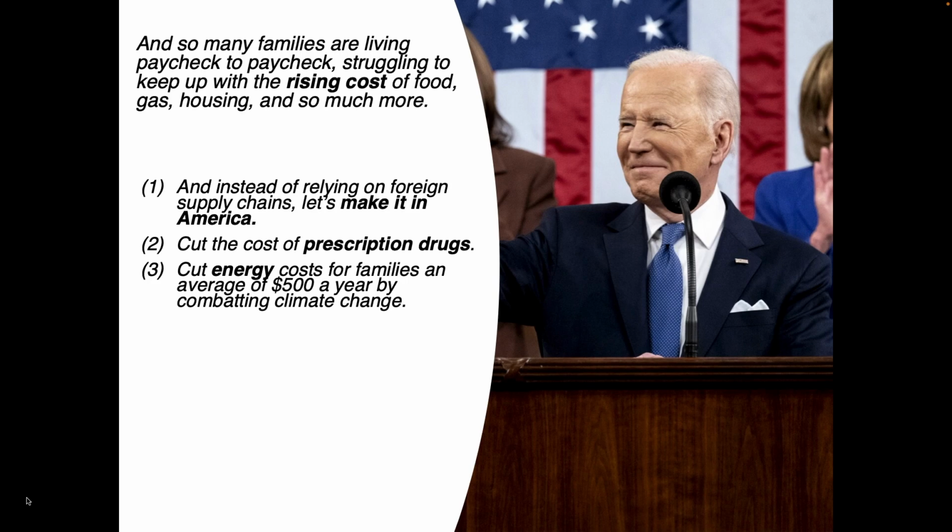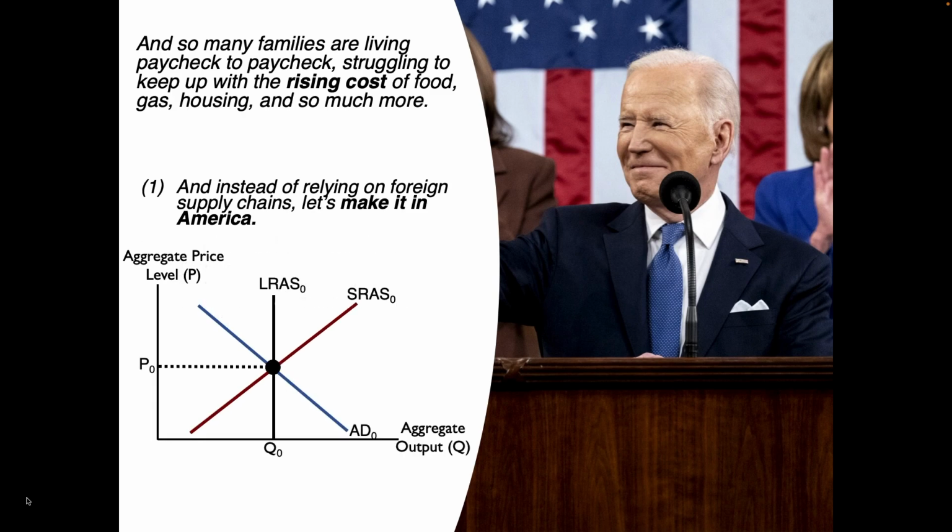Now, in all of this, we are going to assume that the administration is in fact able to do this. So that's a big assumption, but for the purpose of the modeling, let's assume that they can in fact do that. Let's take the first one. Instead of relying on foreign supply chain, we're going to try to make things in America. Well, one of the reasons American companies outsource some of the production is due to lower prices. If we start making things in America, one easy conclusion is that prices will increase.